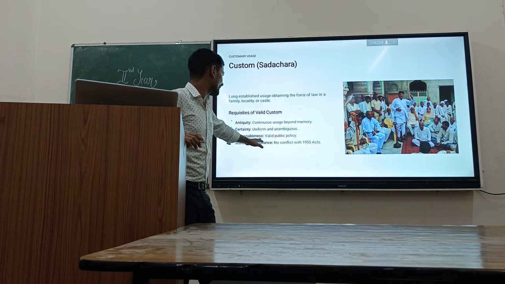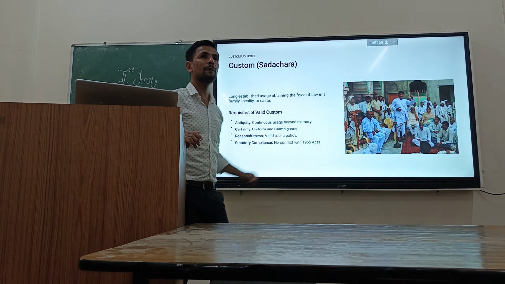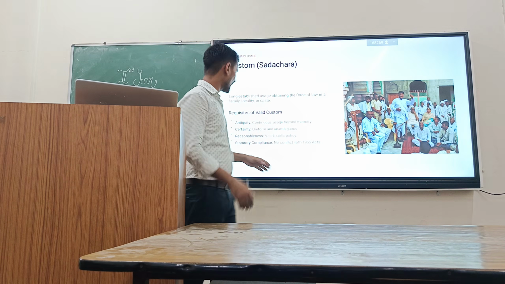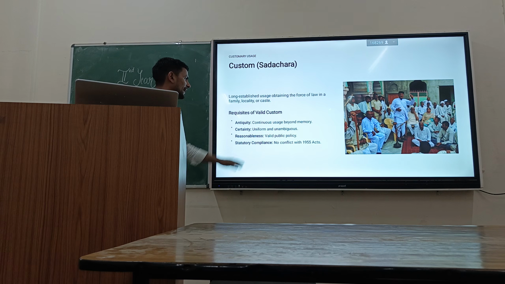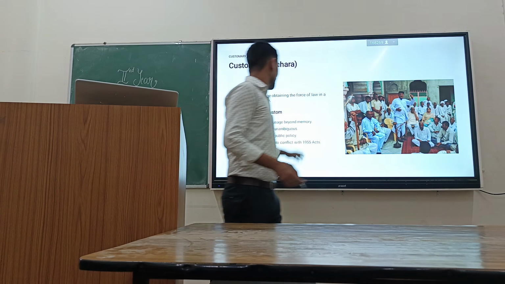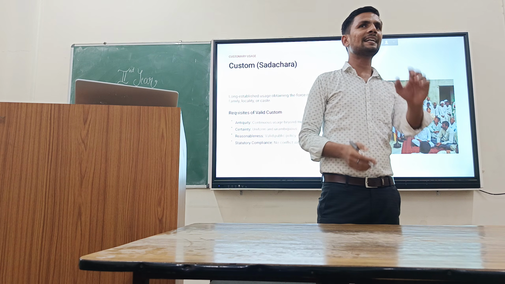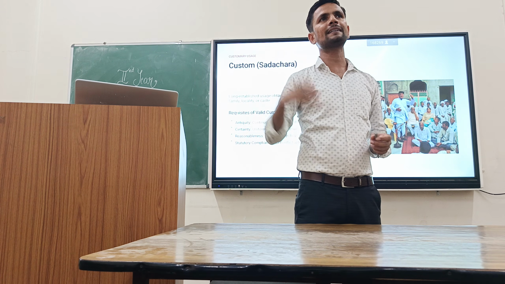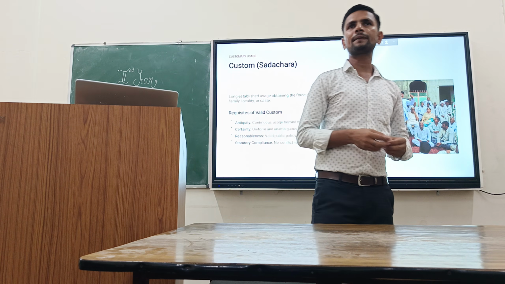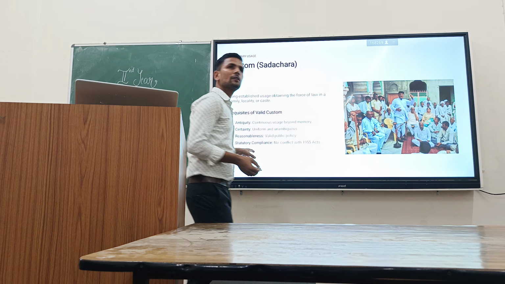Next one is reasonableness. It should not be against public policy, and people should accept it. And the next one is statutory compliance. No conflict with the 1955 Act. So if suppose some customs are there and they are in contradiction with the acts passed in 1955 and 1956, then they will not prevail.